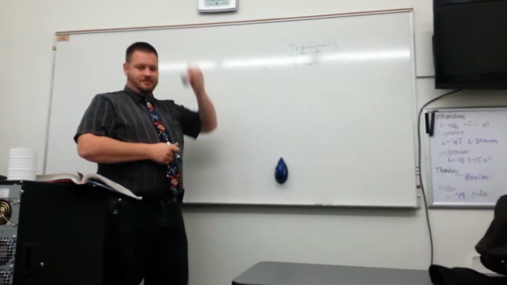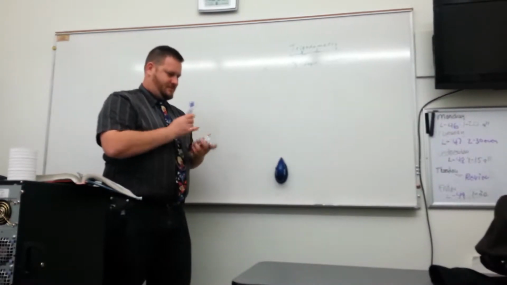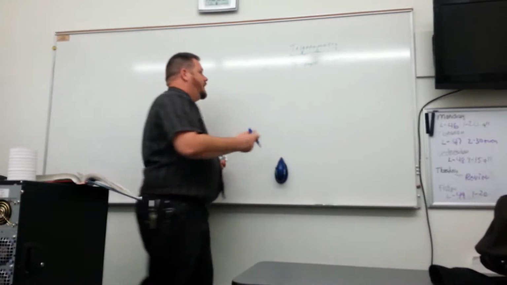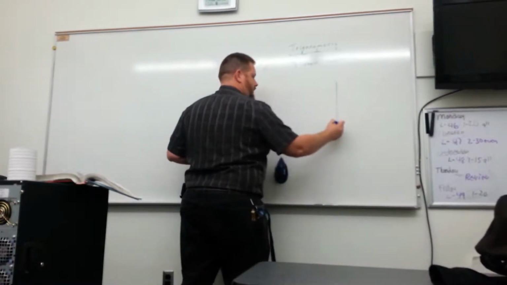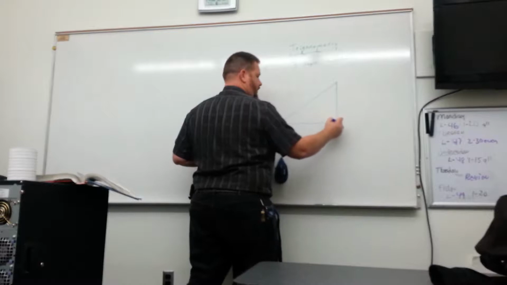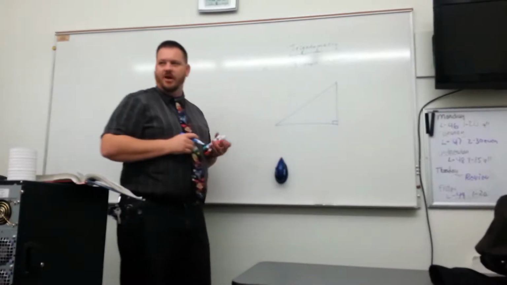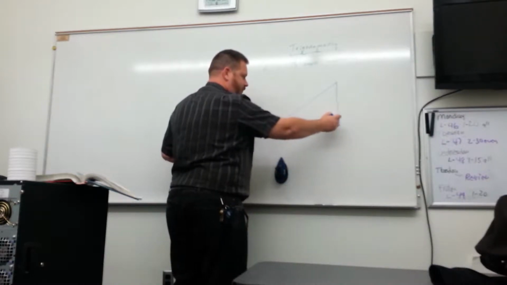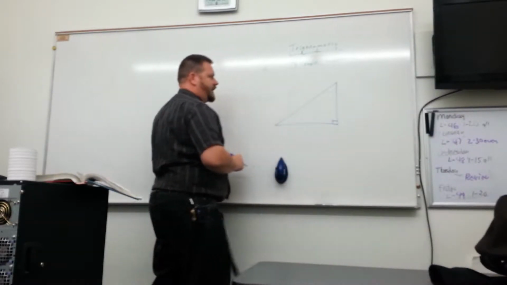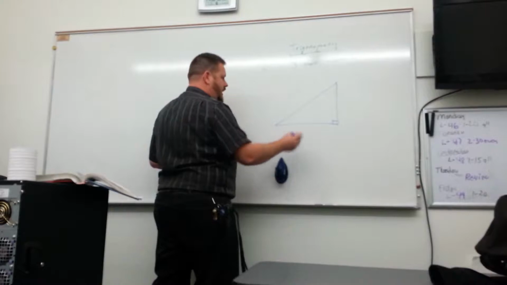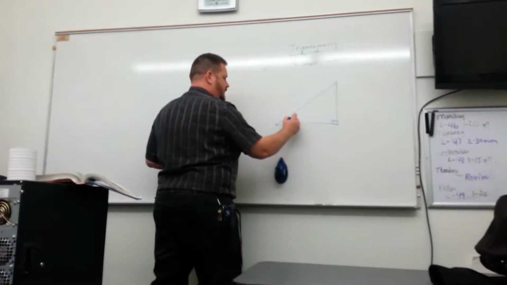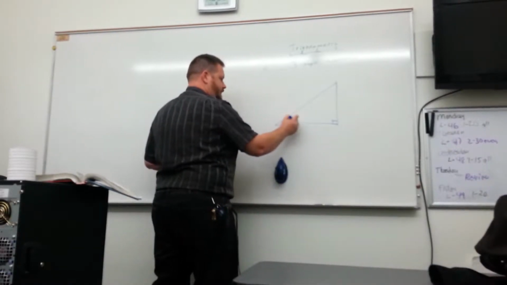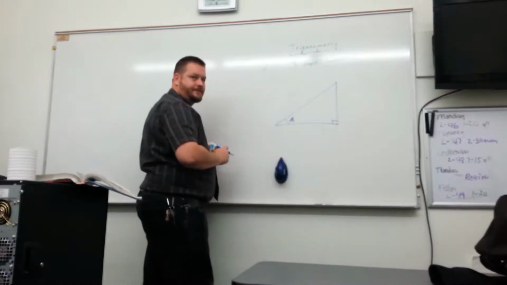All right, let's say we've got a right triangle here. You know it's a right triangle because of the little square thing here, which means a right angle. So this would be a right triangle. Let's call this angle A, capital A.